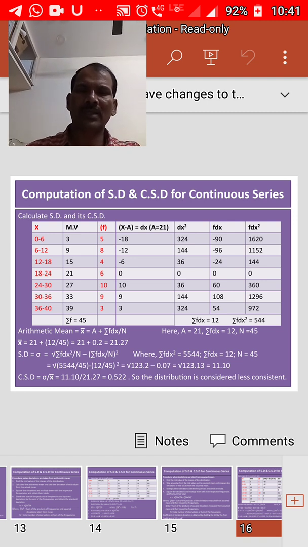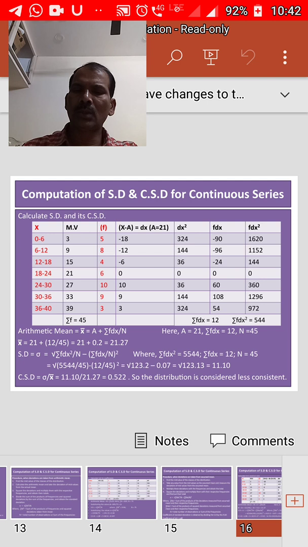And now f dx square, that means the frequencies multiplied with the squared deviations, that is dx square. 324 and f is 5, 5 into 324 is equal to 1620. 8 into 144 is equal to 1152. 4 into 36 is equal to 144. 6 into 0 is equal to 0. 10 into 36 is equal to 360, and 9 into 144 is equal to 1296. 3 into 324 is equal to 972. If you add all these, you will get sigma f dx square is equal to 5544.